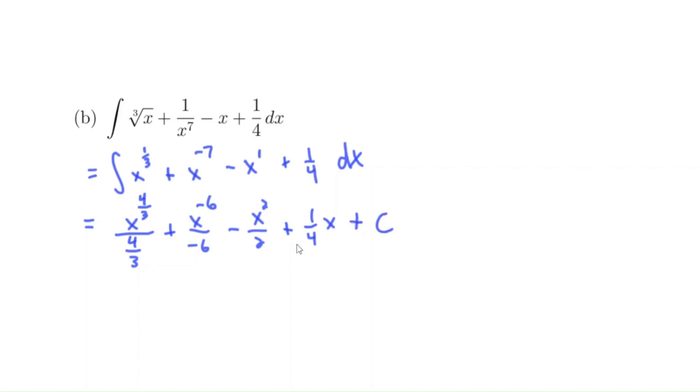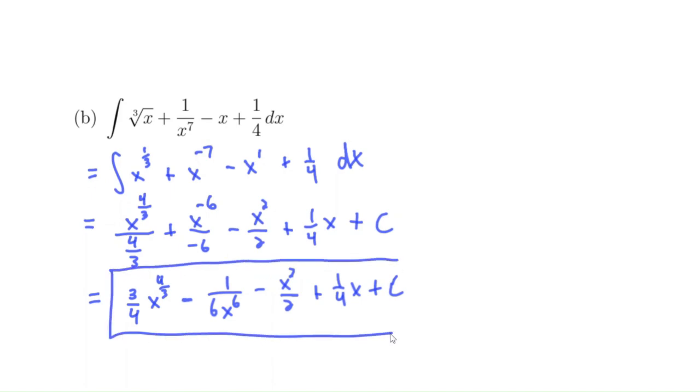And this is perfectly fine to leave your answer like this, but let's rewrite this. This 4/3 in the denominator can become a 3/4 out front. 3/4 x to the 4/3. Well, we have plus this, but this minus can come out front. So we'll just put this minus out front here. And this x to the -6 can become an x to the +6 in the denominator. And we have minus 1/2 x squared, or x squared over 2, plus 1/4 x plus c.